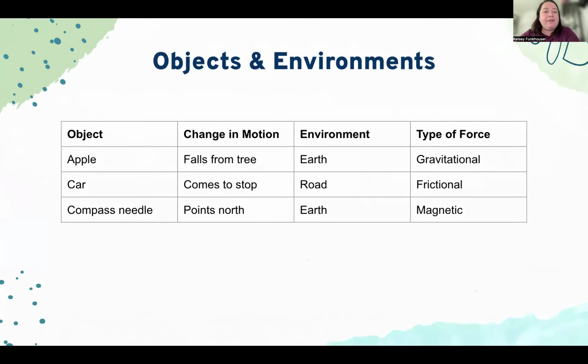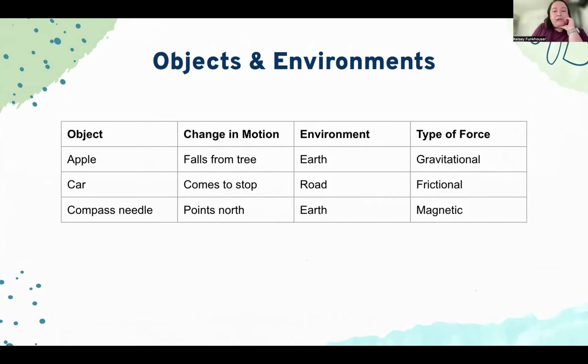So let's talk about these interactions between objects and their environments. First, we have an apple. It falls from a tree. The environment is the earth, and the force acting on the apple is gravitational. Then we have a car that comes to a stop. The relevant environment is the road, and the force is frictional. Finally, we have a compass needle, and the needle points north. The relevant environment is the earth, but this time the force is magnetic.